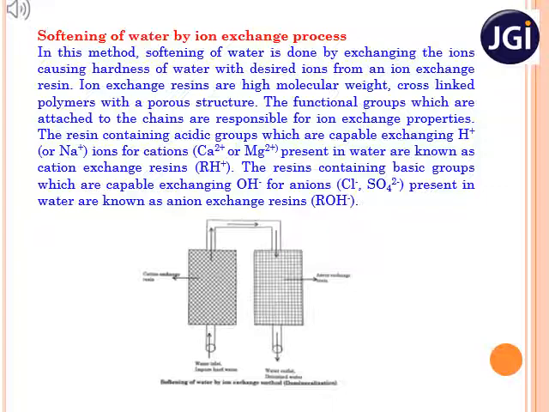This resin contains acidic groups which can exchange H+ or Na+ ions for calcium or magnesium ions present in hard water. The second one is anion exchange resin filled in another column. Observe the column on right hand side in the diagram. This resin contains basic groups which can exchange OH- ions for Cl- or sulfate ions present in hard water. Both the columns are interconnected.